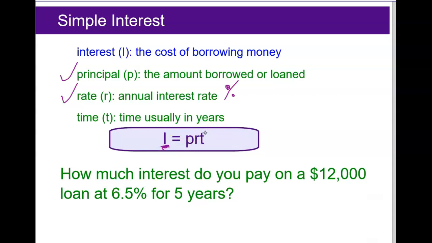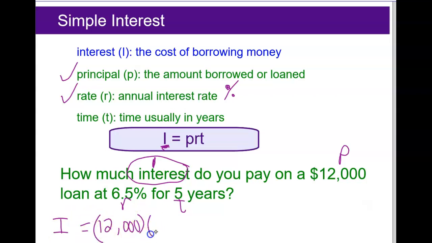So how do we use this? How much interest, that's my variable, do you pay on a $12,000 loan at 6.5% for 5 years? Here's the loan amount, that's the principal. Here's the interest rate, that's my rate. And it's 5 years, that's my time. So interest is equal to my principal, 12,000, times my rate. I'm going to change that to a decimal when I multiply it, 0.065, times my time, which is 5. This is going to tell me how much simple interest I pay.